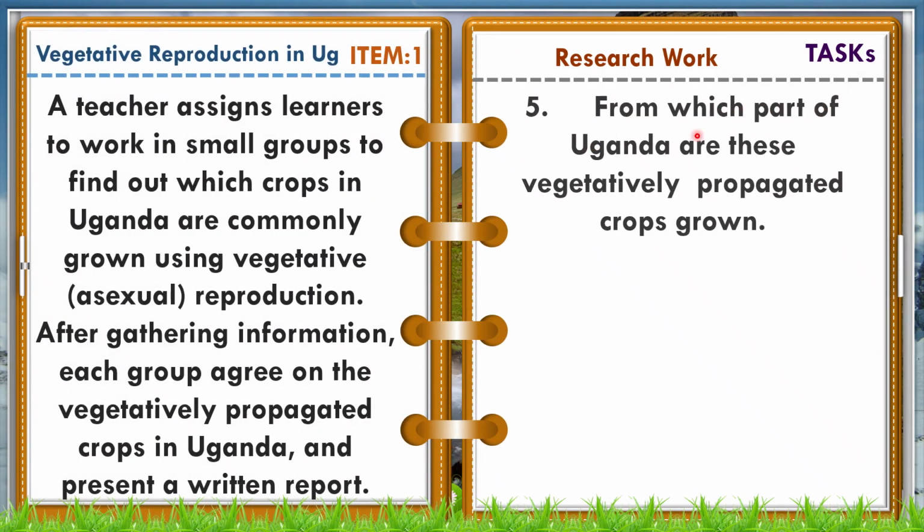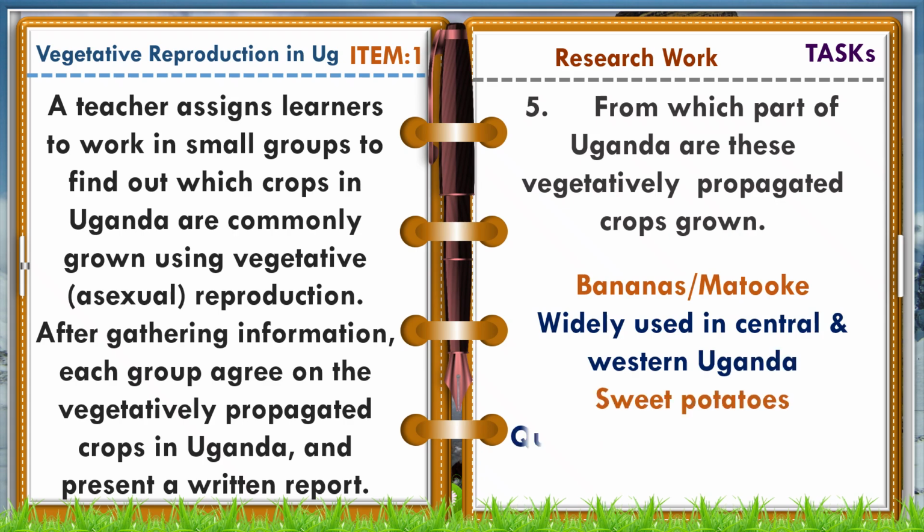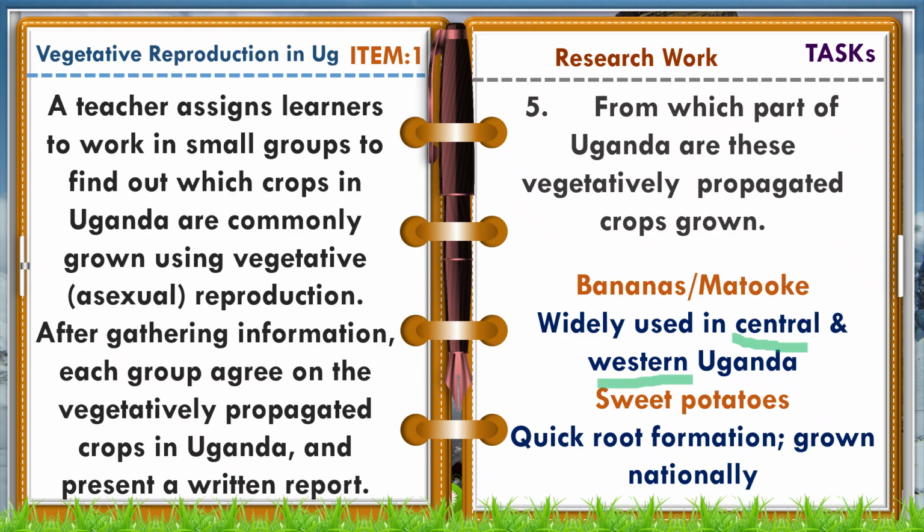From which part of Uganda are these vegetatively propagated crops grown? Now, when you talk of bananas, the matoke, these are widely used in central and western Uganda. That is where we mainly find matoke and bananas. When it comes to sweet potatoes, they are grown nationally. Only what is required is quick root formation, provided that the area has good soils that can facilitate quick root formation. They can allow sweet potatoes to grow, so they are grown nationally.